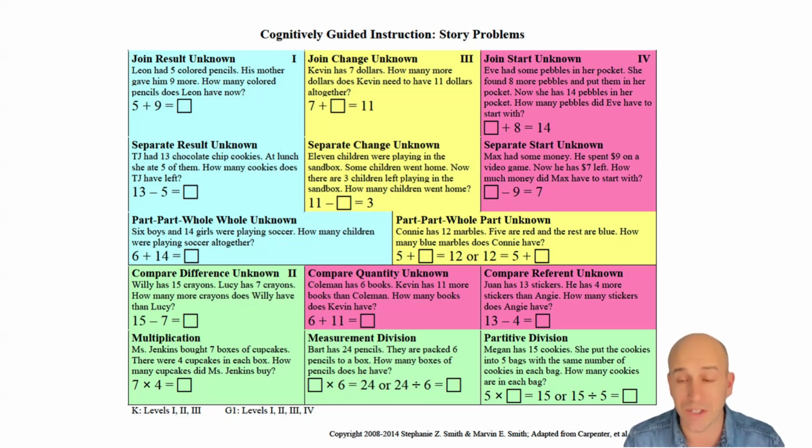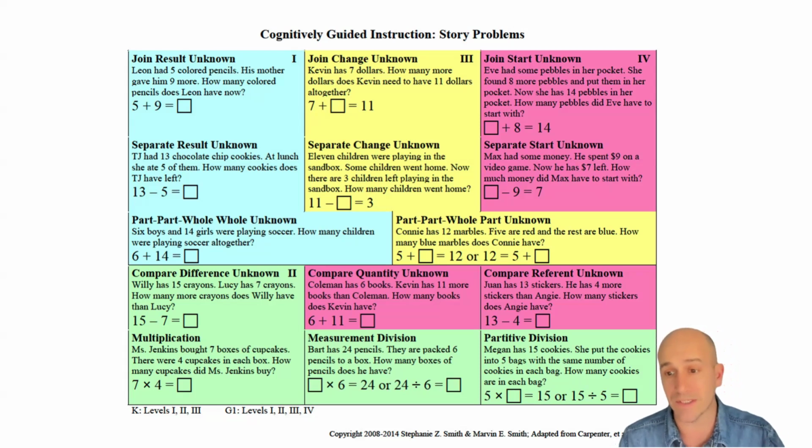I want to introduce it to you and tell you how it can be used for understanding cognitively guided instruction, but also understanding how to plan and even interpret and elicit thinking for how students are solving problems. So I'll keep this short because our other videos will go deeper into each problem type, as well as the strategies that you're likely to see with those problem types.